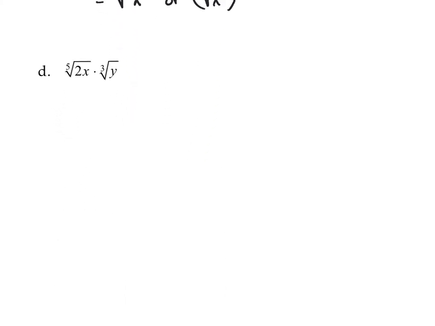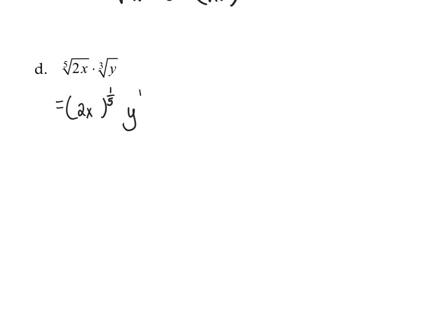Okay, let's do one that has both mixed variables and mixed roots. So same thing. I need to put this 2x in parentheses. So I'm going to do 2x to the 1/5, and then I'm going to do y to the 1/3. Now this isn't like the last problem where I have similar bases, so I can't just add their exponents. So instead what I need to do is try to get them to a common denominator on the exponents, or a common root.